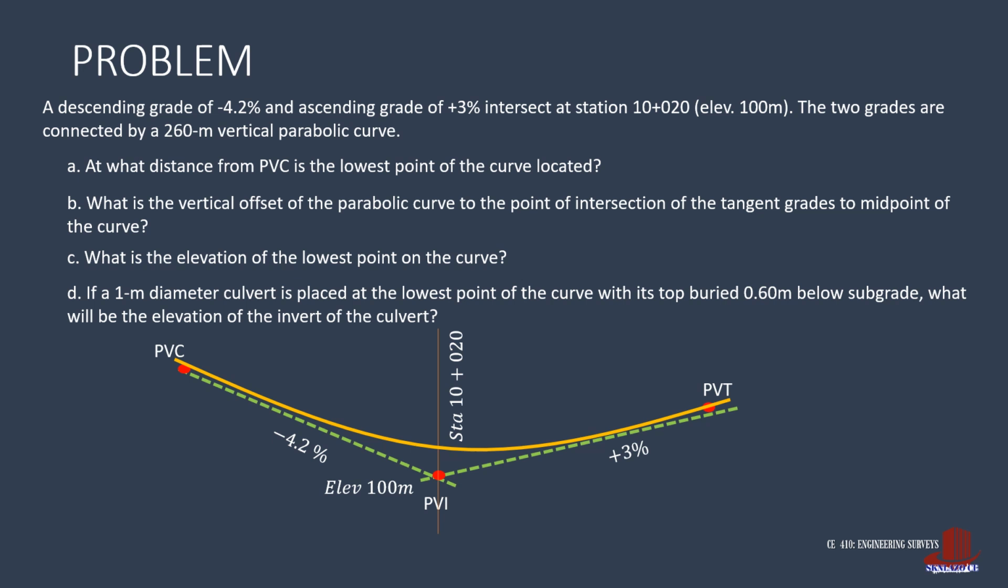One of the tasks is to look for the lowest point. This is shown at this location, but we are going to validate this later in the computation. The whole length of the curve is 260, which means that the distance from PVC to PVI is 130, which is also the same from the intersection to PVT.